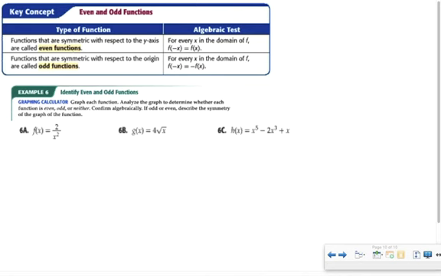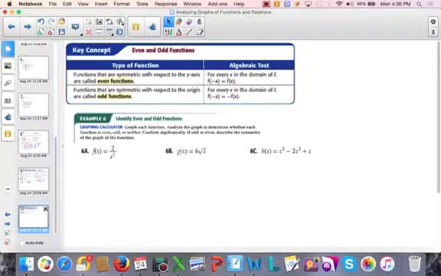All right, so notice in these instructions, they're asking you to start with the graph in order to determine whether it's even, odd, or neither. And then they want you, again, to confirm it algebraically. So if you don't have a graphing calculator, remember that you can use Desmos.